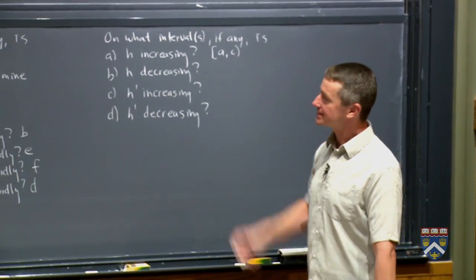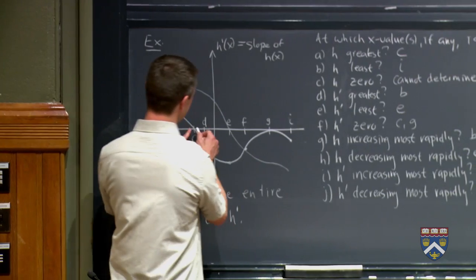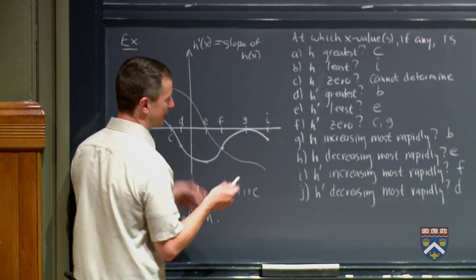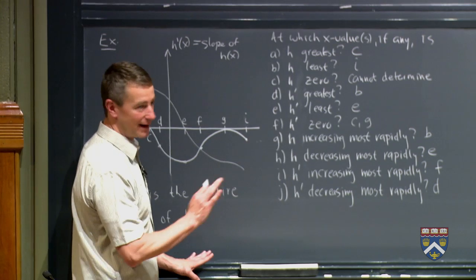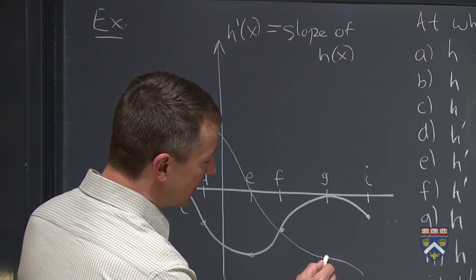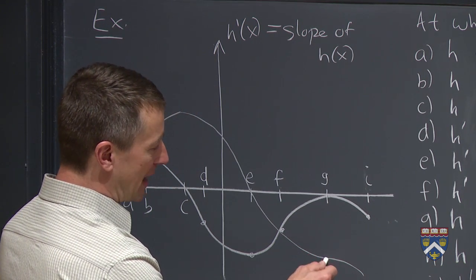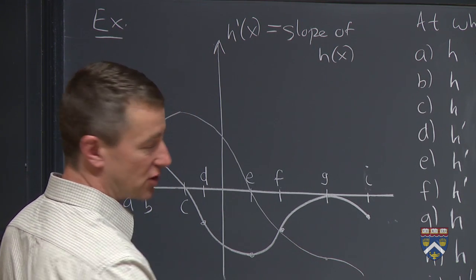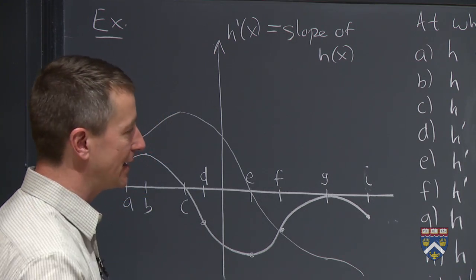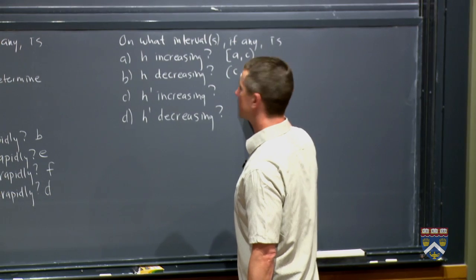H should be decreasing when h prime is negative, so certainly from C to G, and then from I. And the question again is whether you want to include G or not. I don't care, but to me I would say we should include G, because even if you're sitting on the graph of h right here, if you look the tiniest little bit backwards, you look up, and if you look the tiniest little bit forwards, you look down. So h really is still decreasing at G. So I would say all the way from C to I.